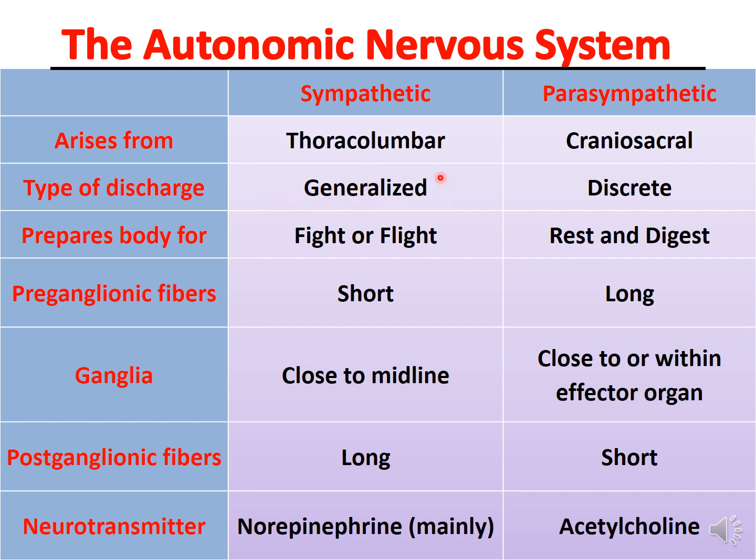Now, the discharge of the sympathetic nervous system is usually generalized, so most tissues will be affected once the sympathetic nervous system is activated. However, in the parasympathetic nervous system, usually one system can be activated while other systems are not. The sympathetic nervous system prepares the body for the fight or flight response, while the parasympathetic nervous system is for rest and digest. Usually, on a normal day, the parasympathetic nervous system is dominating unless there is a stressful condition where the sympathetic nervous system starts to prepare the body for the fight or flight response.